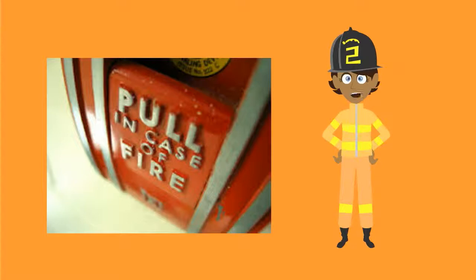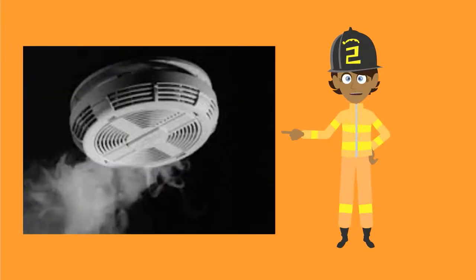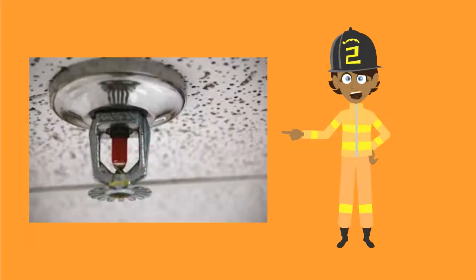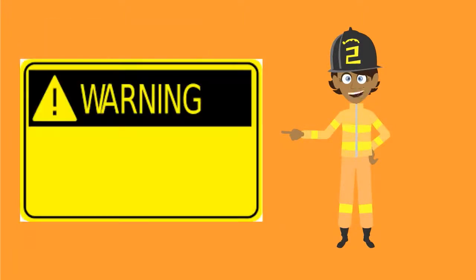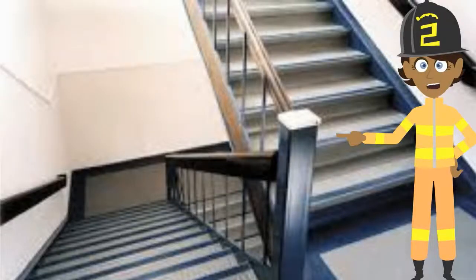The hospital is equipped with a fire alarm system that contains pull stations, smoke detectors, sprinklers, alarms, and more. When any part of this system is activated, a warning signal is automatically sent to the fire department. The hospital is separated into smoke compartments by thick fire walls.